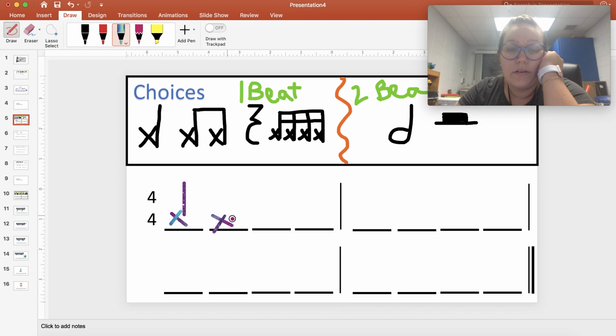TT. Remember, 1 TT is 1 beat. So I have to have both X's in one little space here, watch. Because it's still 1 beat, even though it's 2 sounds. There we go.